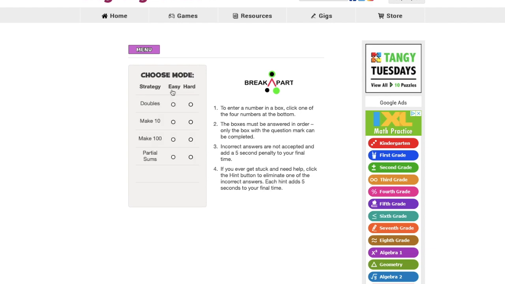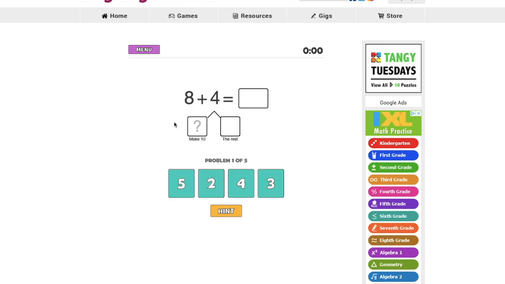So let's start with addition. And we have a couple of different options here. So we could practice doubles, easy or hard. We could practice make 10, easy or hard. Make 100, easy or hard. And partial sums, easy or hard. So let's start with make 10 easy.